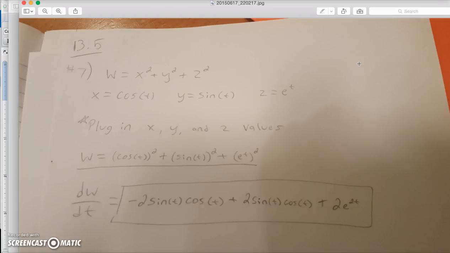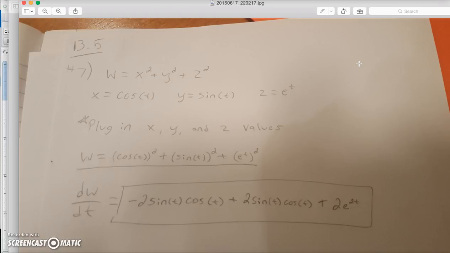But this time, instead of going through finding the partial derivatives and all those components, you could simply define W in terms of t. So plug in the x, y, and z values. As you see, I put them in parentheses here to make it clear. And W would equal cosine of t squared plus sine of t squared plus e to the t squared.